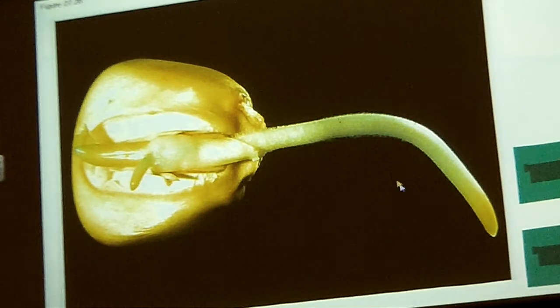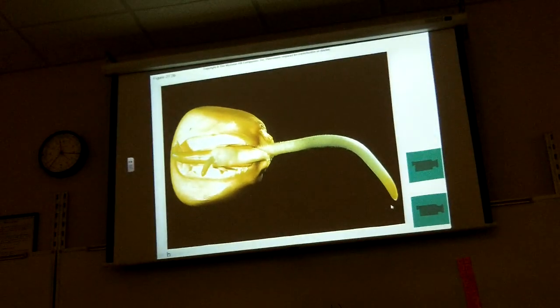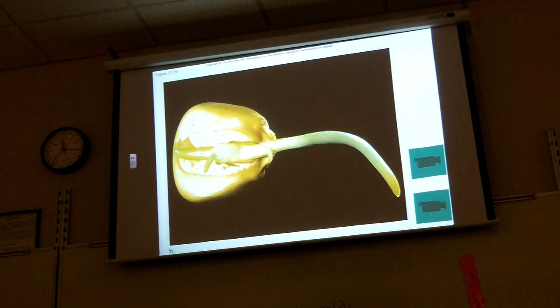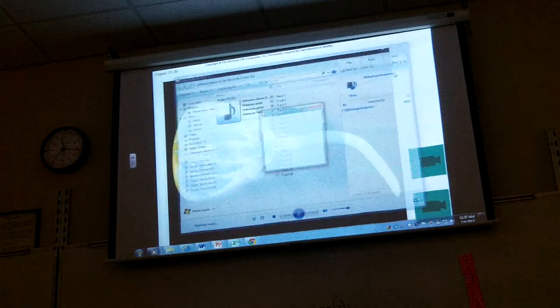What's the opposite of gravitropism? Not maybe the opposite. Phototropism is another type of tropism. That's growth toward the light. And then there are hormones.